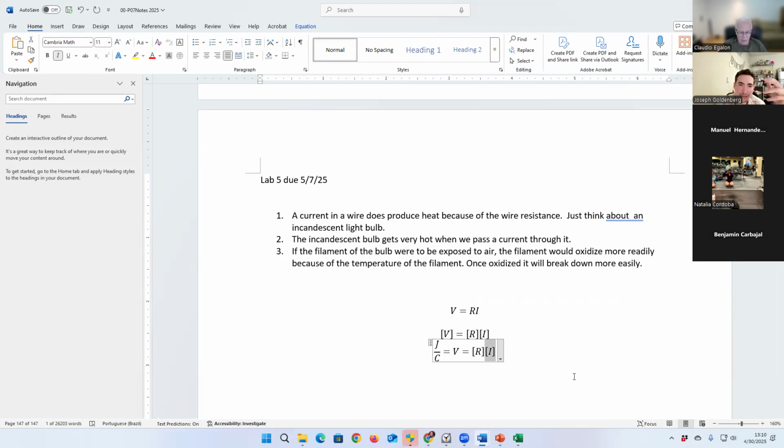Current is amps. And that's coulombs per second. Let's leave it this way. This connects directly to my question, because I'm thinking about joules per coulomb moving. It makes sense to me. So far, the story makes sense.